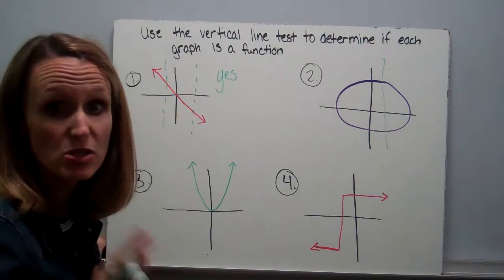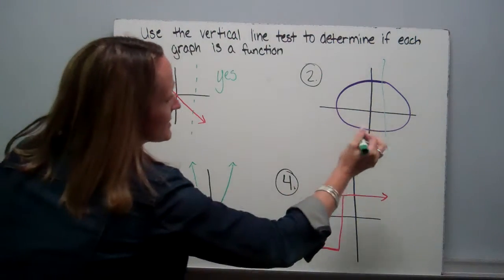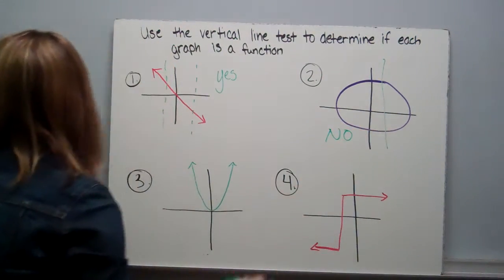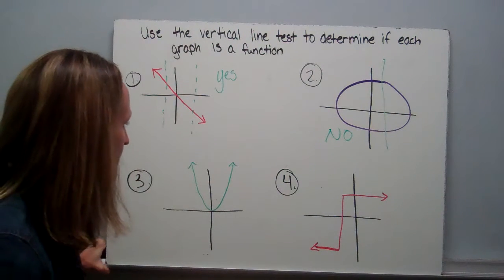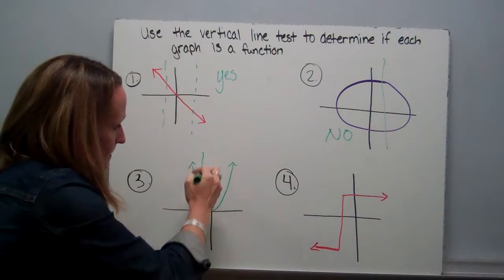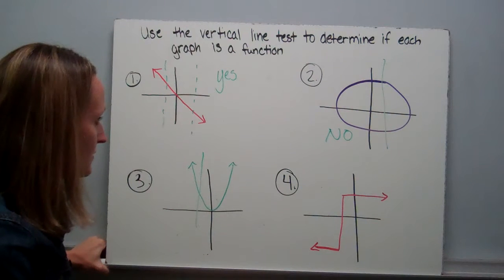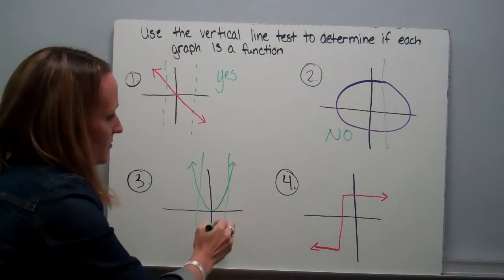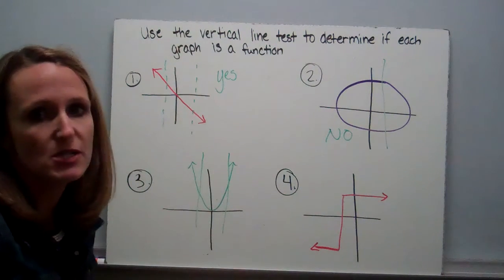That vertical line touches in two places. That means that x is repeating, so no. This is not a function. What about here? Only touches in one place. Even if I drew another line there, it's still only touching in one place.